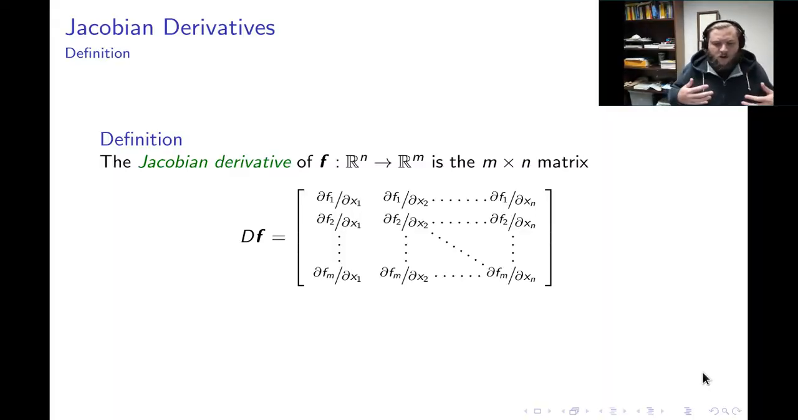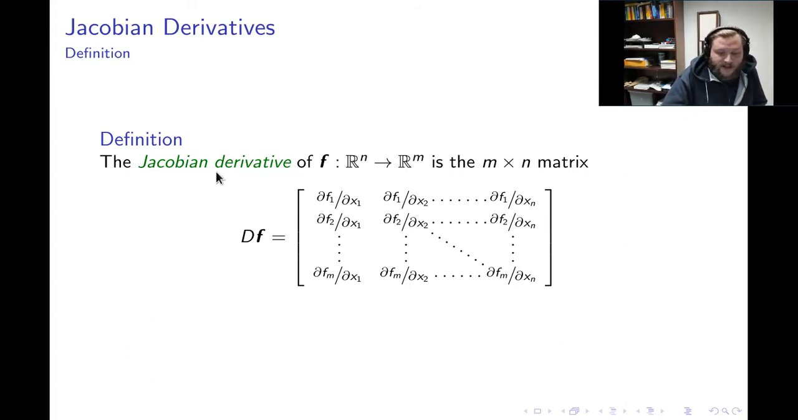So now that we know what a function from Rn to Rm looks like, let's talk about how we can take the derivative of such an object. And it turns out that the proper way to take the derivative of a function from Rn to Rm is to associate it to a certain kind of matrix. So here's the technical definition.